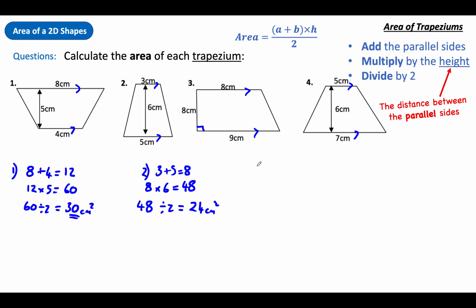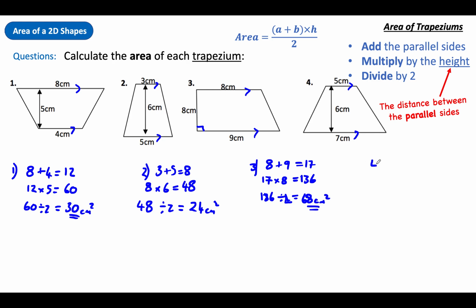Okay, let's move to this one here. So 3. Add those parallel sides, that 8 and that 9, which is 17. Well, times the 17 by 8. I'll refer to my calculator here. 136. And then we do the 136 and we halve it. Come on, there we go. Sorry, it's a bit rubbish, isn't it? Which is 68. And we are working in centimeters squared.